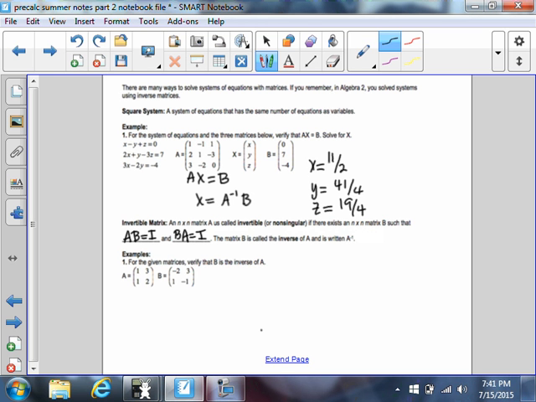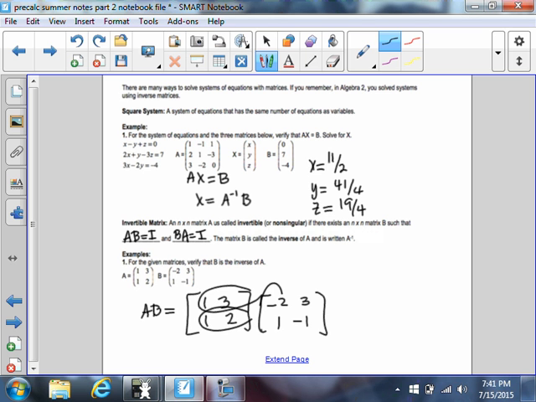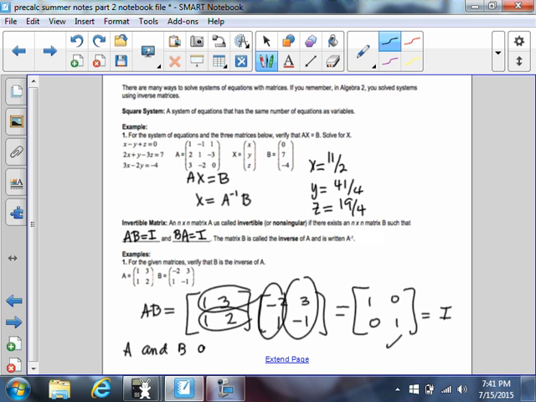So it says, for the given matrices, verify that B is the inverse of A. So all you need to do is do A times B. You don't also have to do B times A. So if we do A times B, 1, 3, 1, 2, multiplied by -2, 3, 1, -1, when you do that, you can check, but you will get 1, 0, 0, 1. Okay, that is the identity matrix. When that happens, that means that A and B are inverses. Okay, so yes, they are inverses.